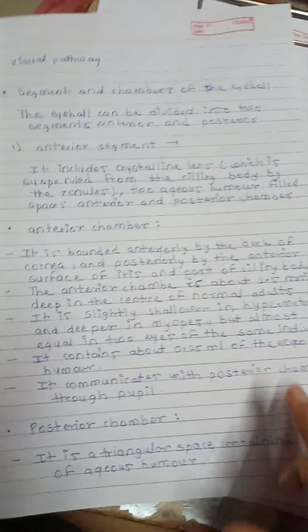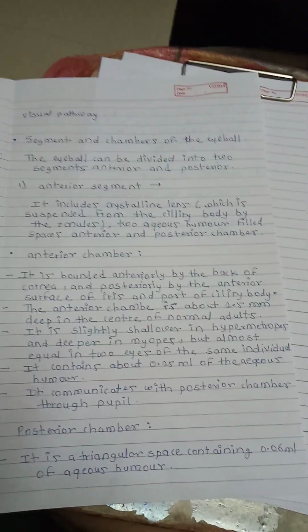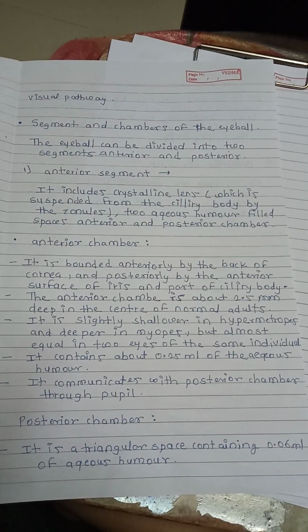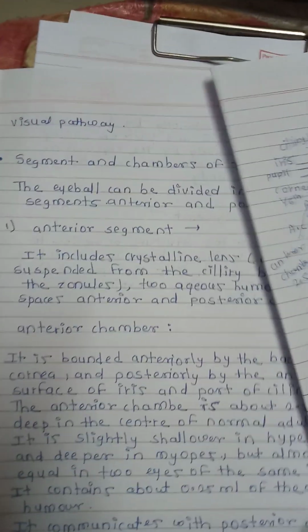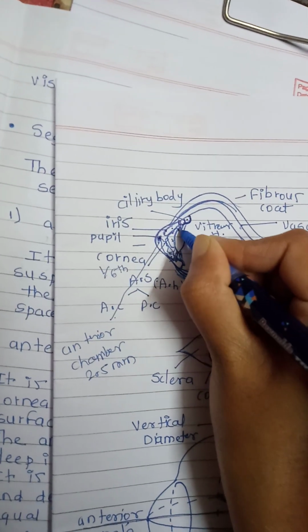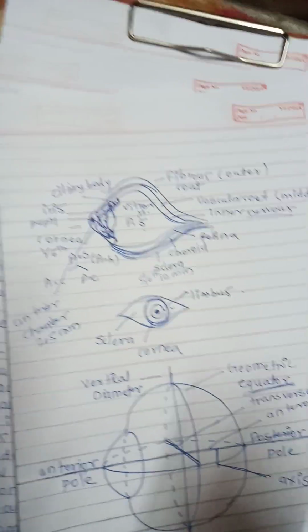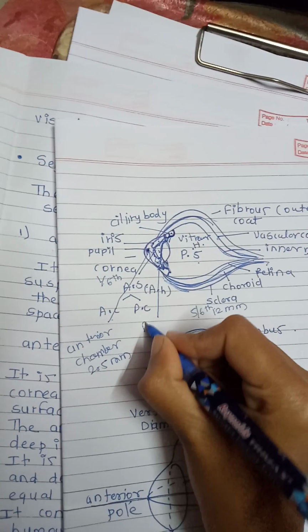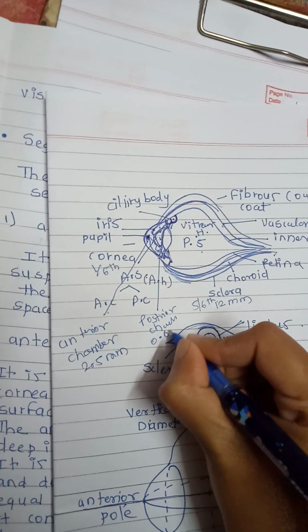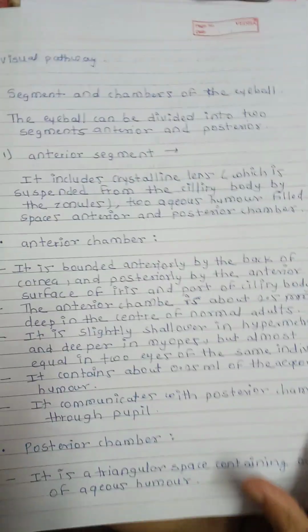Then the second one is the posterior chamber. The posterior chamber is a triangular space containing 0.06 ml of aqueous humor. This is the posterior chamber, the triangular space, and it contains 0.06 ml of aqueous humor.